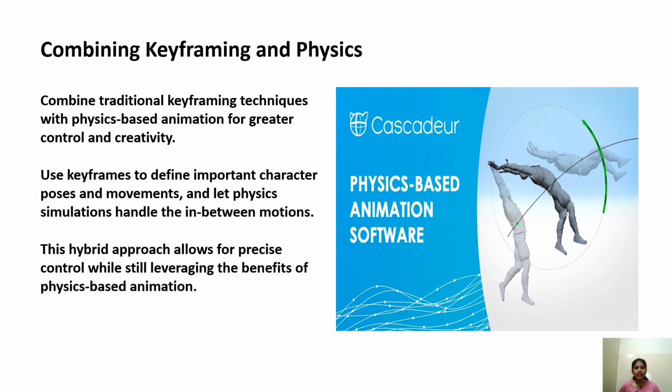Our next topic is combining keyframing and physics. Combine traditional keyframing techniques with physics-based animation for greater control and creativity. Use keyframes to define important character poses and moments, and let physics simulations handle in-between motions. This hybrid approach allows for precise control while still leveraging the benefits of physics-based animation.